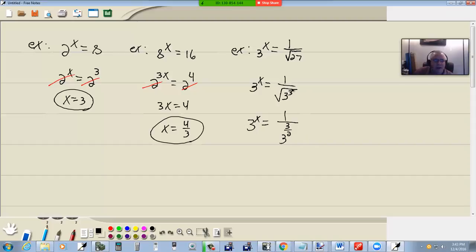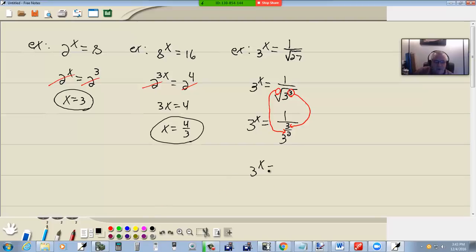Because whatever power is right here, that goes up on top, the numerator. And whatever number's right here, our index, that goes on the bottom. And if you don't have a number, it's by default 2.